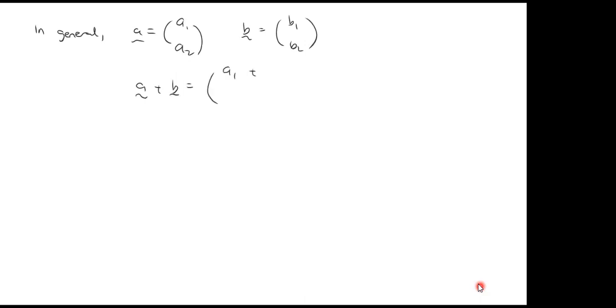So therefore, in general, if A is equal to A1, A2, and B is equal to B1, B2, then A plus B would equal A1 plus B1 and A2 plus B2.